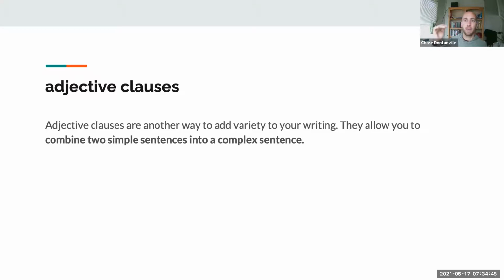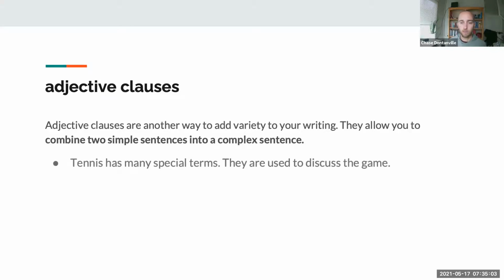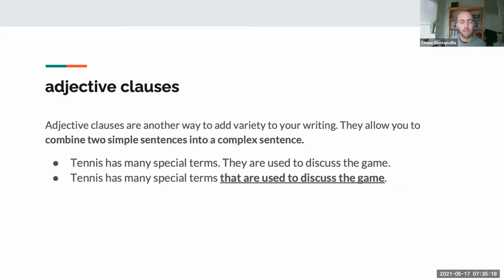So remember, we have three types of sentences: simple sentences, compound sentences, complex sentences. Okay. And you want a mix of all of them. You want a variety to make your writing better. So, for example, tennis has many special terms. They are used to discuss the game. Two simple sentences. Let's put them together to make a complex sentence. Tennis has many special terms that are used to discuss the game.